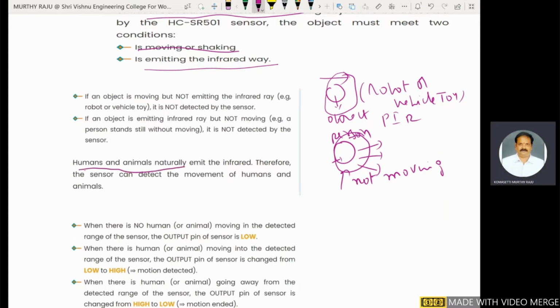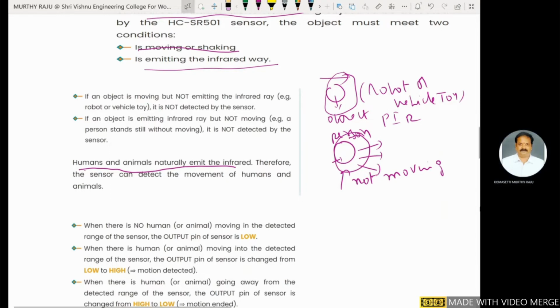Humans and animals naturally emit infrared radiation. Therefore, the sensor can detect the movement of humans and animals. Humans and animals have some inbuilt temperature, greater than absolute zero. When these humans and animals are moving, some radiations are emitted. Such radiations are easily accepted by the PIR sensor.